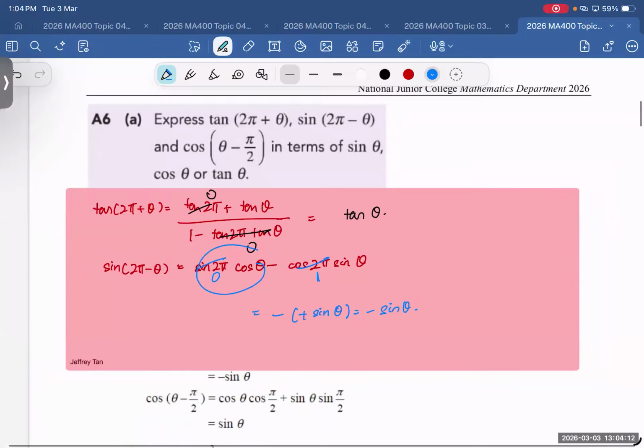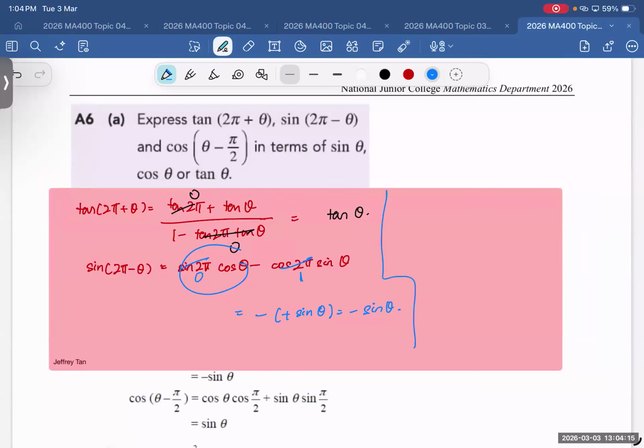Okay. Now, cosine of theta minus pi over 2. Again, I can think of it as cos A cos B plus sine A sine B. Cosine pi over 2 is 0, so this whole thing is 0. Sine pi over 2 is 1. So you can see it's just left with 1 times sine theta, which gives you sine theta. Nice and easy.